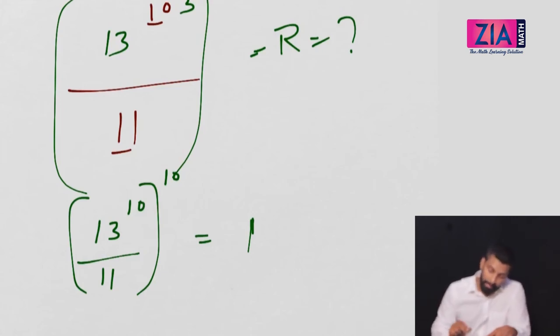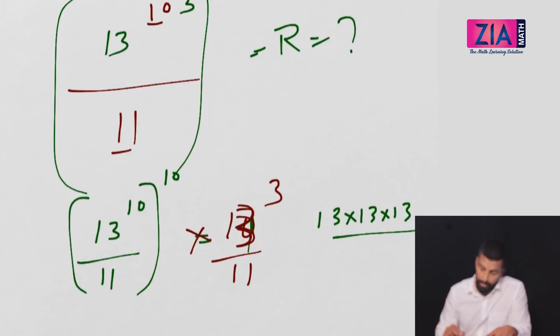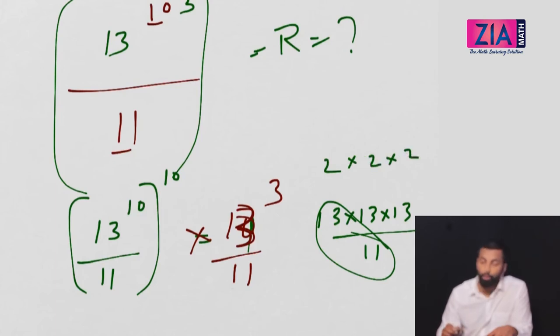So that you will write as 1 into 13 raised to 3 by 11. 13 raised to 3 by 11. That you need to find manually. So how will you write this? 13 into 13 into 13. If you want, you can write like that, divided by 11. Then you find the individual remainders. 13 by 11 remainder is 2, into 2, into 2. What is that? 8. So what is your answer? 8. That's it.